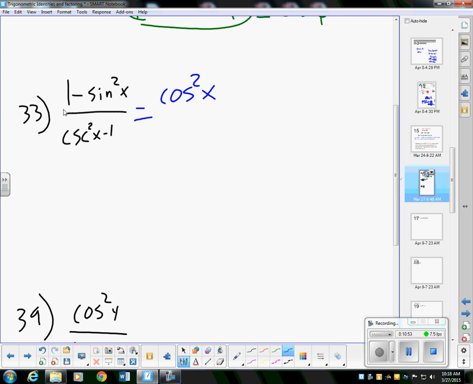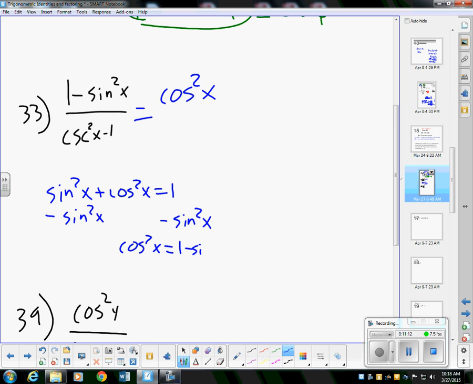And just as a refresher, we have an identity that says sine squared of x plus cosine squared of x is equal to 1. So if I were to subtract sine squared of x, what I know is that cosine squared of x is 1 minus sine squared of x. And since I have 1 minus sine squared of x in my original problem, this is the same thing as that. So I'm just substituting. That's all I'm doing. Right?